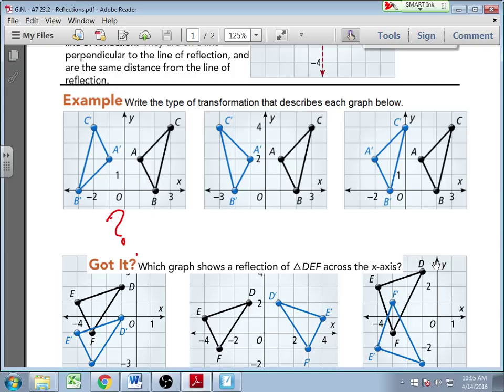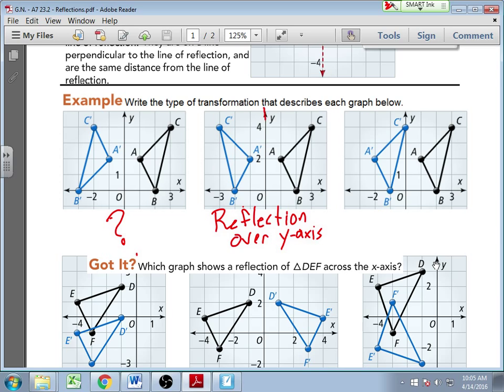Shahib, what about our second one here? It's a reflection. What's your line of reflection? The y-axis. So we would say reflection over the y-axis.